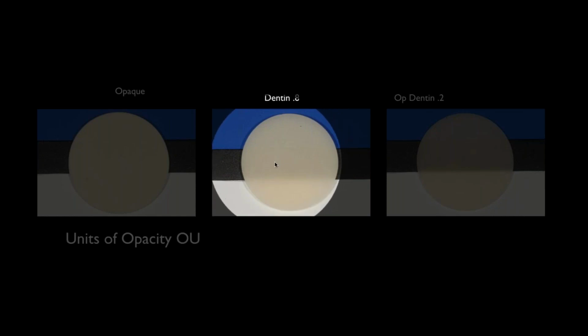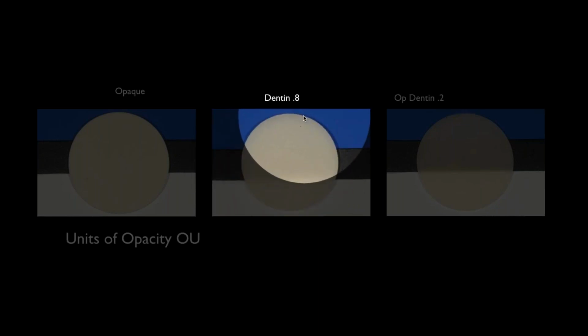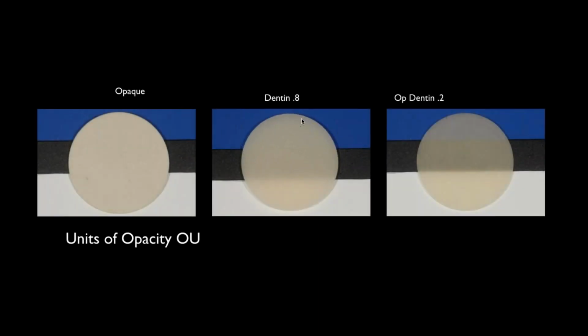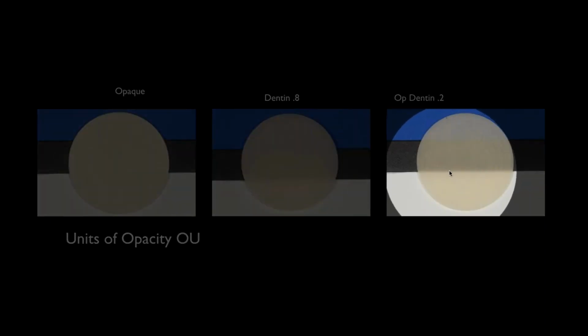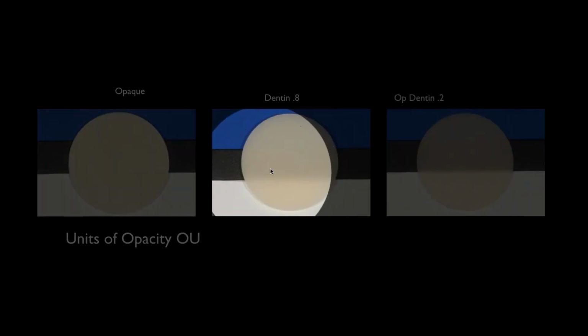That means that 60 to 70% of the light actually transmits right through it at 1 millimeter thick or 0.8 of a millimeter thick. So you can see here how I see the white background, the black background, and the blue background. And opacious dentin. When you use opacious dentin, you're normally using it at 2/3 of a millimeter. Well, that's the opacious dentin at 2/3 of a millimeter. It looks more translucent than your dentin. It's not giving you what you think it does.